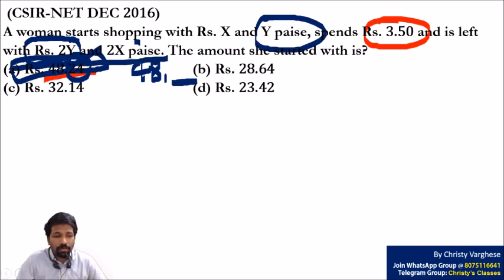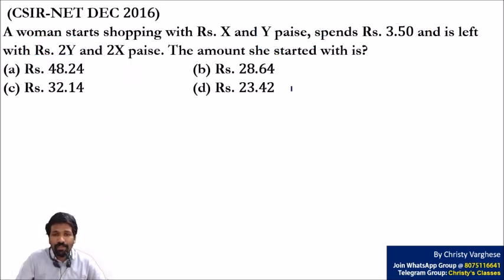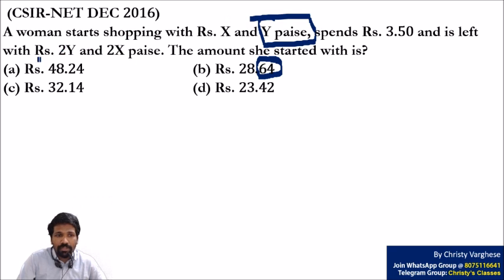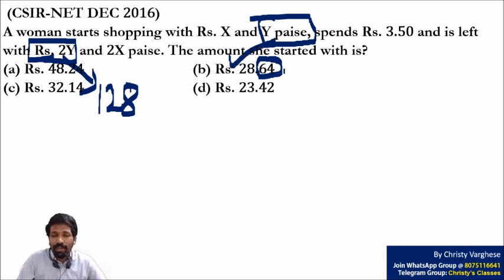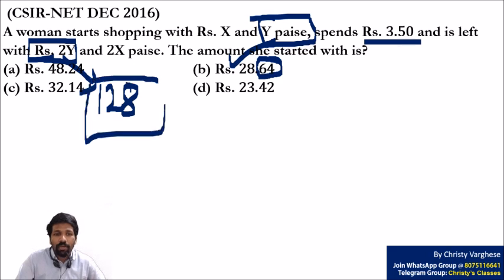No chance at all. So option A can be eliminated. Same way, analyze the second option. 64 paise, Y is 64 in the second option. That means finally, after shopping, the rupees should be 64's double, 128. If you have only 28-something rupees and spend 3 rupees, how can you have 128 rupees in your hand? That is impossible to happen.